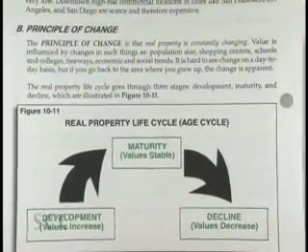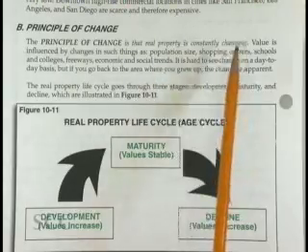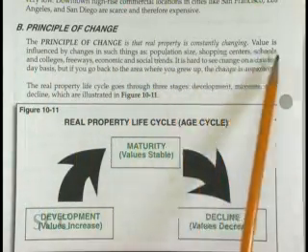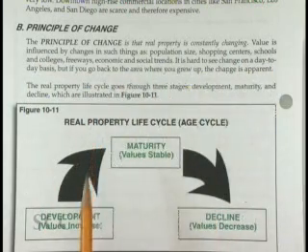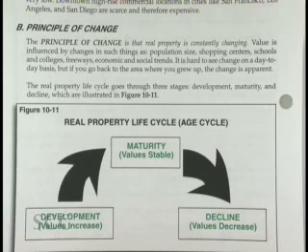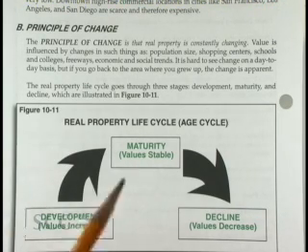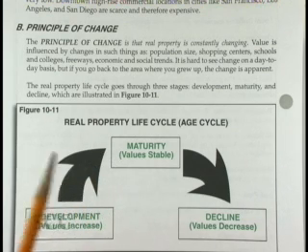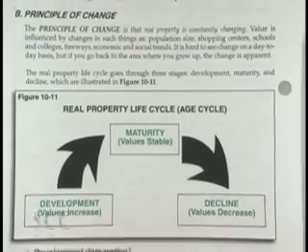The principle of change is that real property is constantly changing. Value is influenced by changes in such things as population size, shopping centers, schools, colleges, freeways, and so forth. So the idea is that property is never really stable. You may not realize it, but your house every day is going up and down in price. It's going up and down because of supply and demand changes, because of affordability, because of interest rates, because of a lot of things.